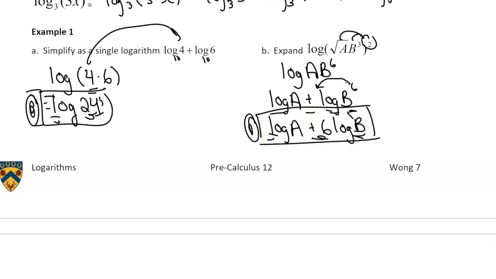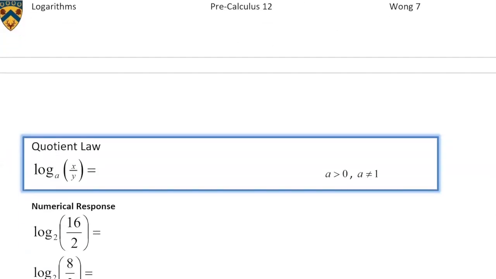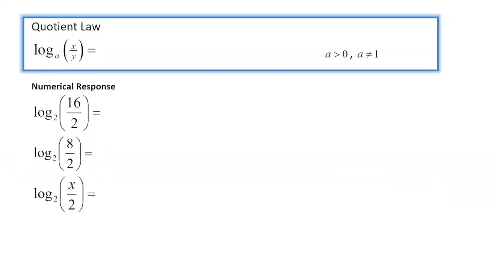Okay. The quotient law. So once we learn the quotient law and we learn the product law, then we'll be able to put some questions together that can get a little bit more complicated. And I bet you could predict what the quotient law is just based off of what we've been doing. So right here, we could say this could be log base a of x subtract log base a of y.